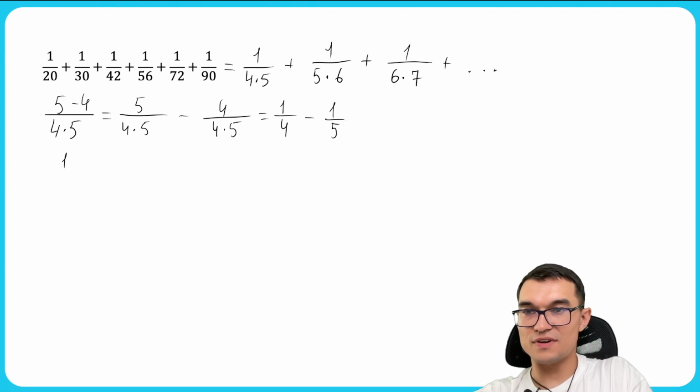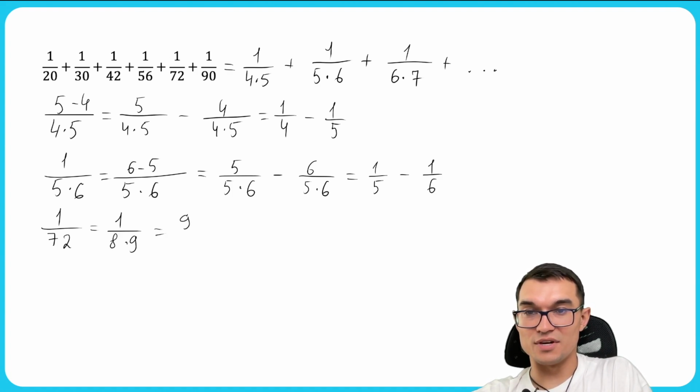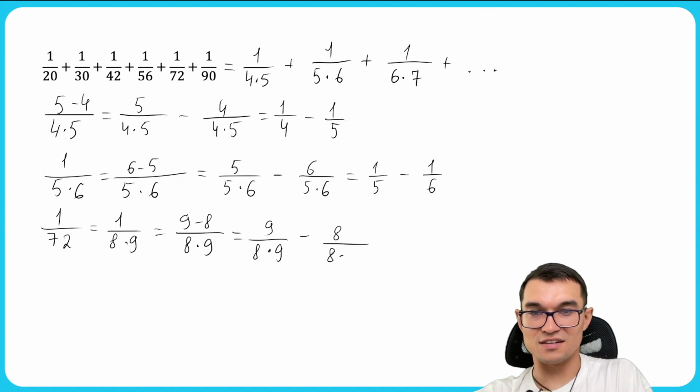So 1 over 5 times 6 is equal to 6 minus 5 over 5 times 6, which is equal to 5 over 5 times 6 minus 6 over 5 times 6. And if we reduce these fractions, then we have 1/5 minus 1/6. And again, it works for each fraction. Let's, for example, take 1 over 72. This is equal to 1 over 8 times 9, which is equal to 9 minus 8 over 8 times 9, which is equal to 9 over 8 times 9 minus 8 over 8 times 9, which is equal to, if we reduce these fractions, 1/8 minus 1/9.